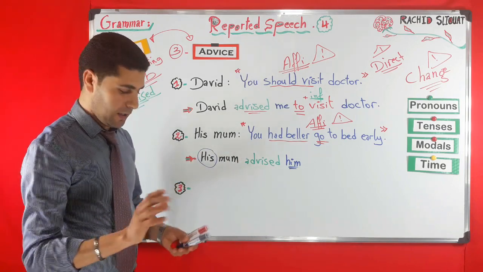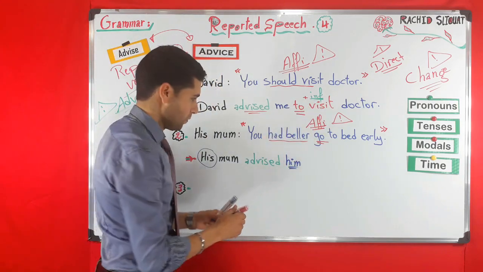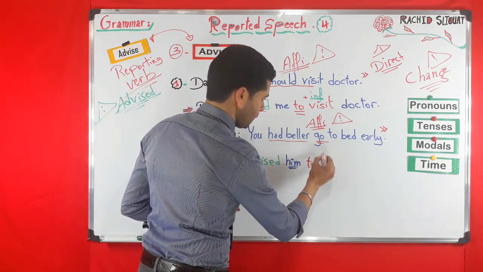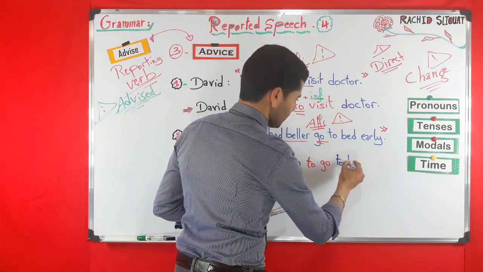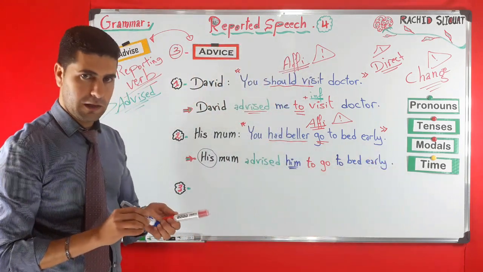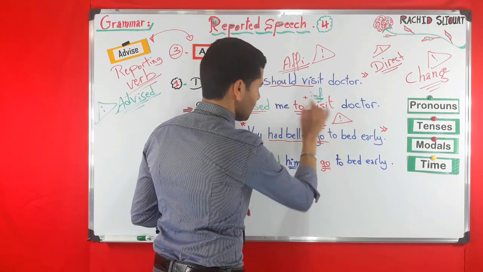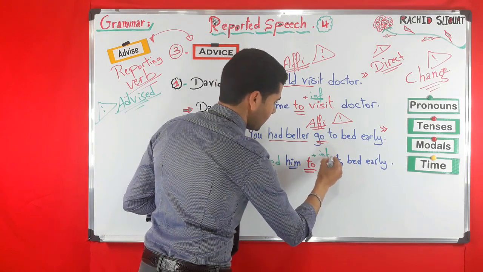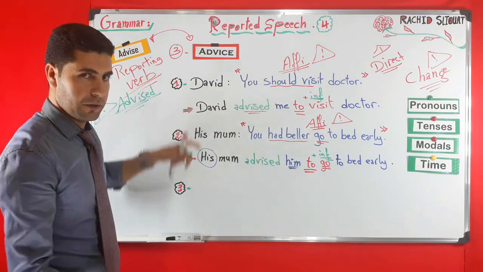Alright, his mom advised him. So here, as I said before, to plus infinitive. His mom advised him to go to bed early. Very simple. As you can see, to plus infinitive. So this is another example of affirmative advice, just like in example number 1.